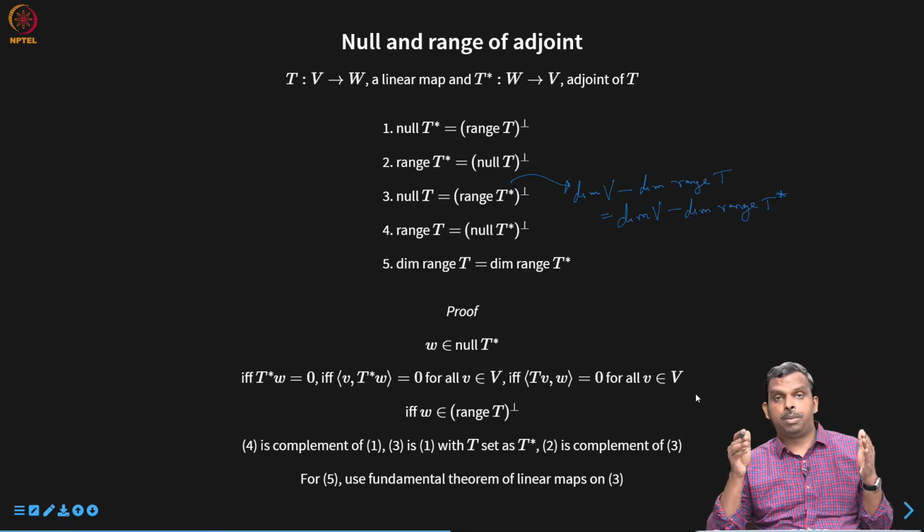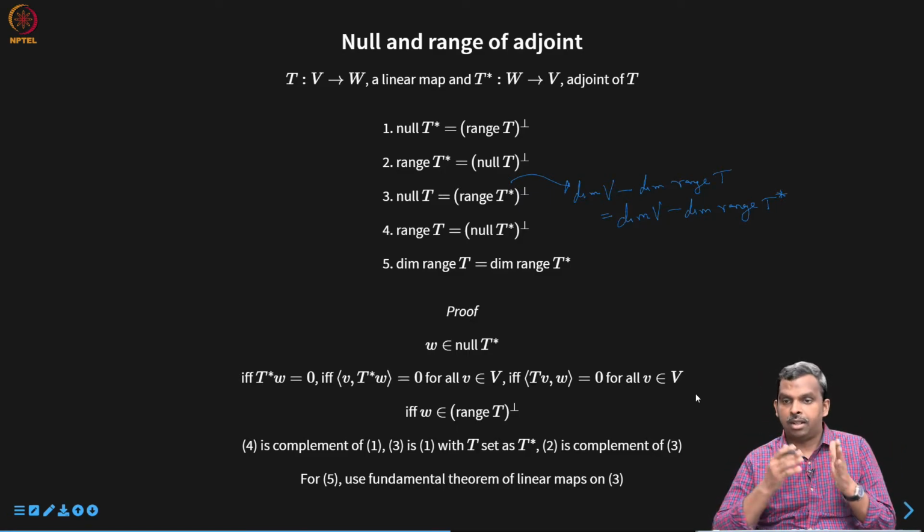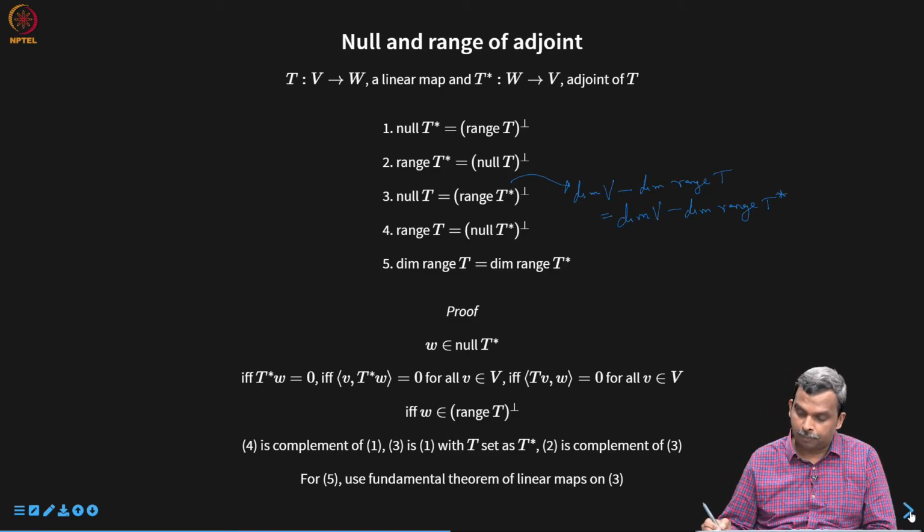If you notice the previous slide, we saw properties on manipulating linear maps and what happens to the adjoint, and now null spaces and range spaces. There are some powerful results for adjoint and T. So adjoint and T are strongly connected. They are very similar to each other in some fundamental ways.